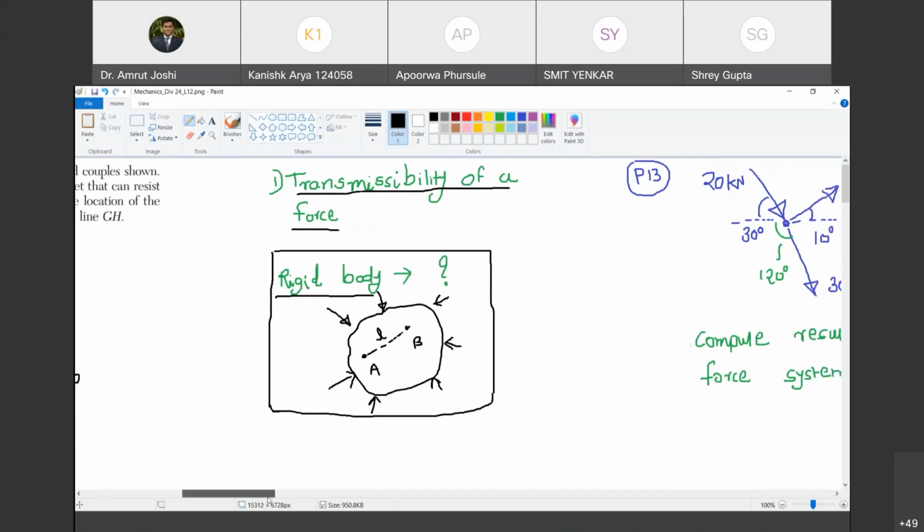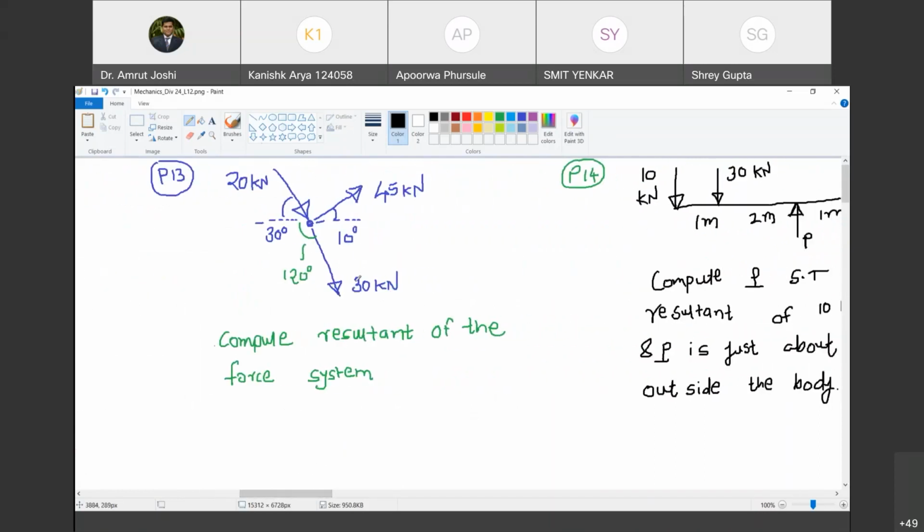Now, in this context, we are going to solve the next problem, problem number 13. We will solve problem number 13 today and then we will stop. Are you with me? Yes, sir. Okay. So, what has been asked in problem number 13? Can you read the statement for me? Compute the resultant of the force system. Yes. So, we have to compute the resultant of the forces shown.